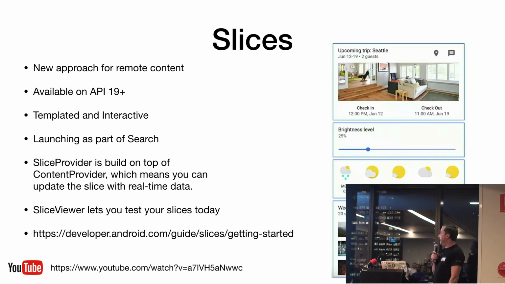Slices, next one. Slices are a great way, or a new way, to have content in your app exposed remotely. You may have already used things like content providers in the past, which allow you to expose content from your app outside of your app. Slices builds upon that, so you're going to have a slice provider which sits on top of a content provider. Slices provide templated ways of showing content inside, at the moment, the Google search screen.